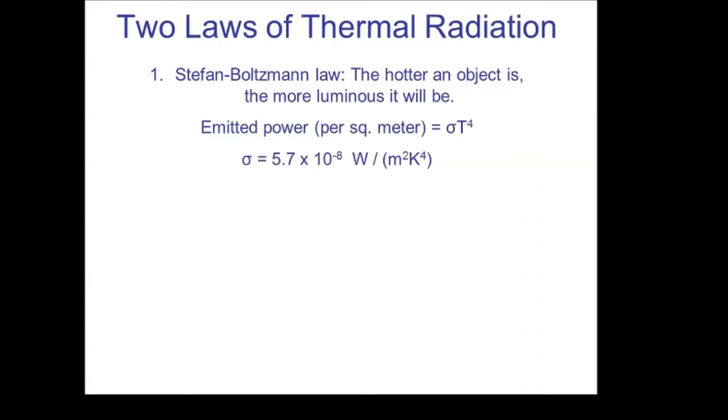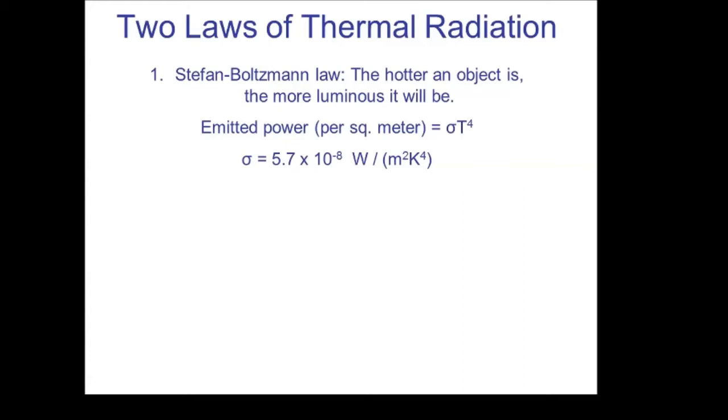The Stefan-Boltzmann law is a really simple statement. It says an object that's hotter will be brighter. So conceptually, it's real simple. Hotter objects are brighter objects, or we say more luminous. But there's an equation that goes with it.